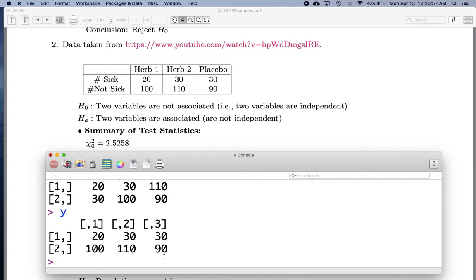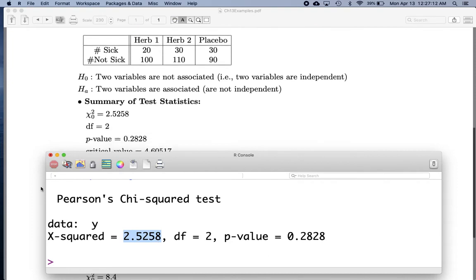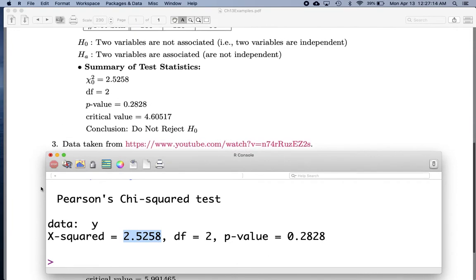And once you have your matrix, that's all you need for the test. You just do chi-squared test of y, and it spits out your chi-squared test statistic. So this gives you a chi-squared test statistic of 2.5258. We have 2 degrees of freedom.